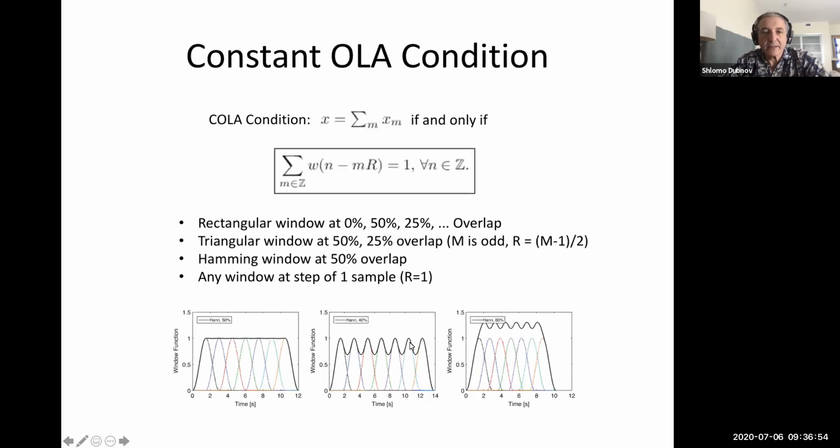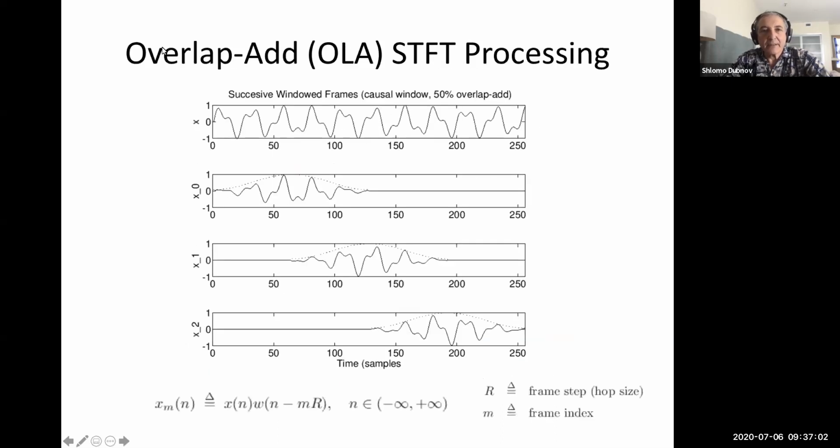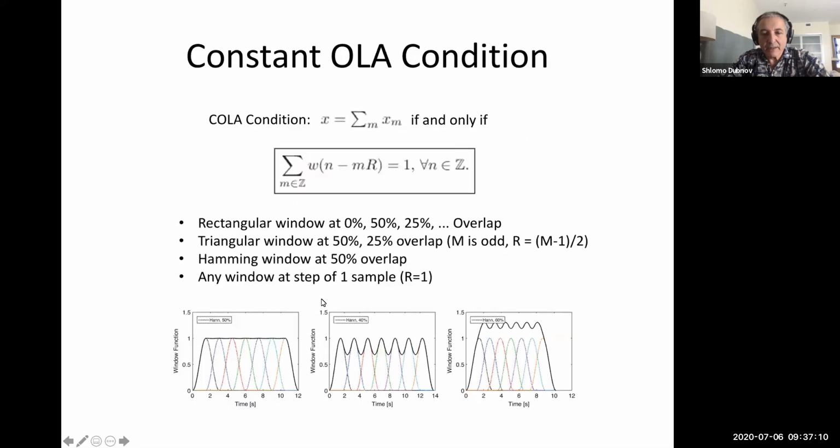This is really the condition called the constant overlap-add condition. I didn't mention the overlap-add, but it was in the title here, overlap-add short-time Fourier transform processing. The idea is that we overlap the windows, and if all the windows add to 1, trivially we have perfect reconstruction.